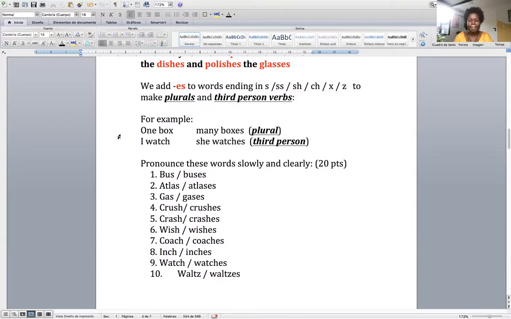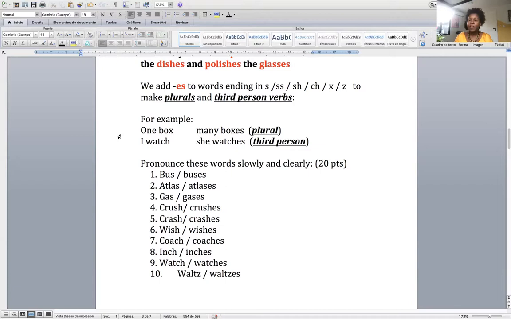Number one, bus, buses. Two, atlas, atlases. Three, gas, gases. Four, crush, crushes. Five, crash, crashes. Six, wish, wishes. Seven, coach, coaches. Eight, inch, inches. Nine, watch, watches. And ten, waltz, waltzes.